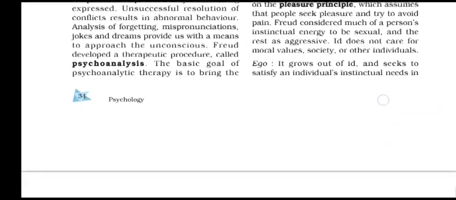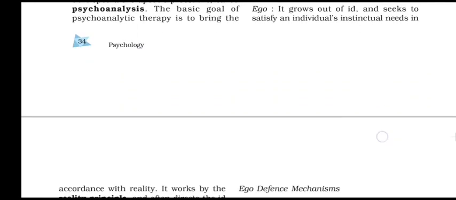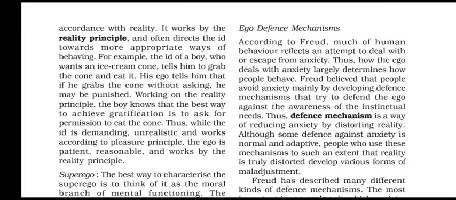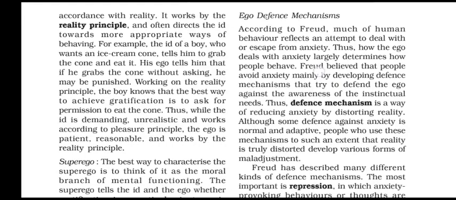Ego. It grows out of id and seeks to satisfy individuals' instinctual needs in accordance with reality. It works by the reality principle and often directs the id towards the appropriate ways of behaving. For example, the id of a boy who wants an ice cream cone tells him to grab the cone and eat it. His ego tells him that if he grabs the cone without asking, he may be punished. Working on the reality principle, the boy knows the best way to achieve gratification is to ask for permission to eat the cone. Thus, while the id is demanding and unrealistic and works according to the pleasure principle, the ego is patient, reasonable, and works by the reality principle.